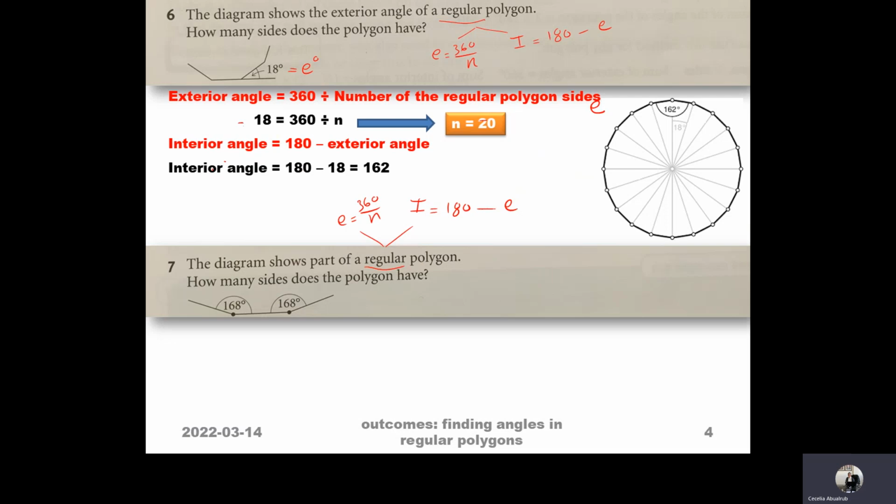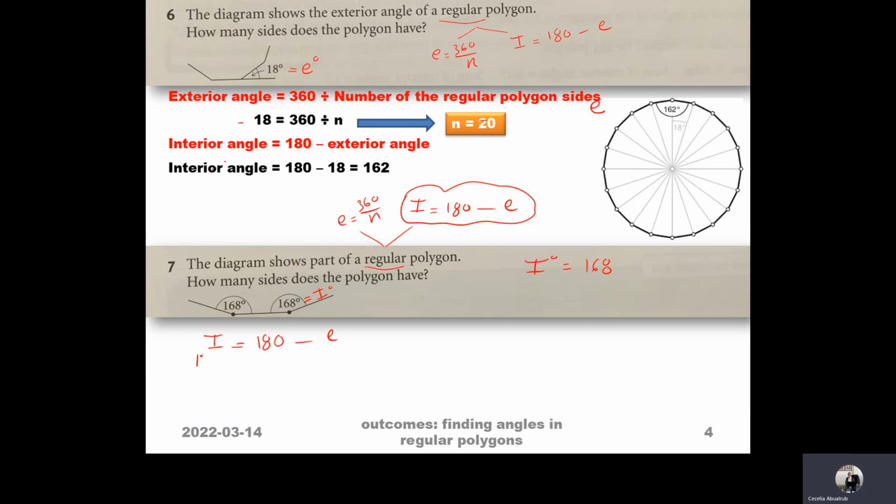The diagram shows part of a regular polygon. How many sides does the polygon have? So 168 represents the interior angle. So what's given in this question? I is equal to 168. So I must start with this formula then. So I is equal to 180 minus E.